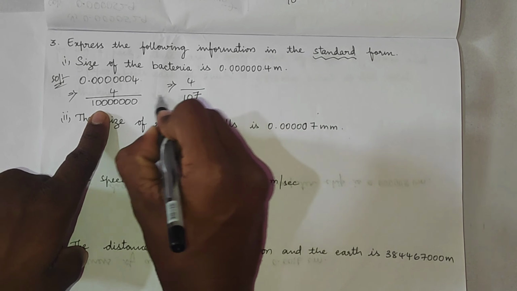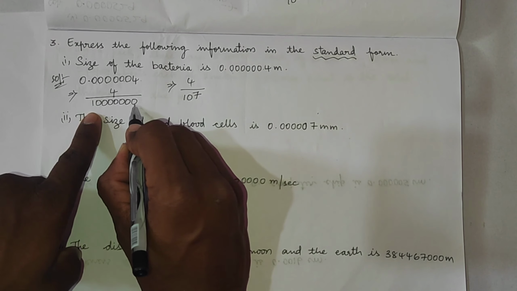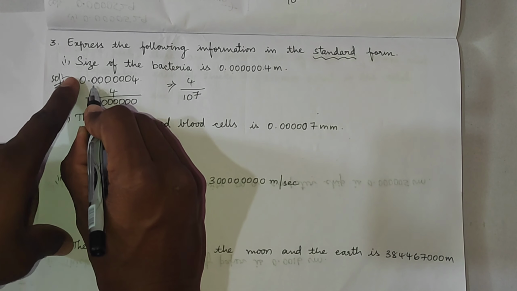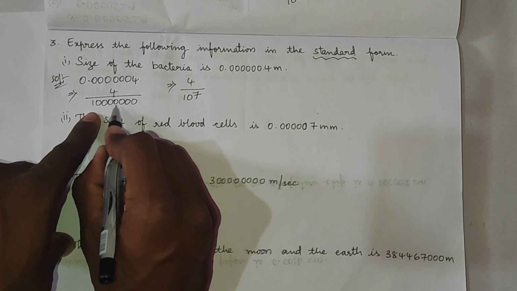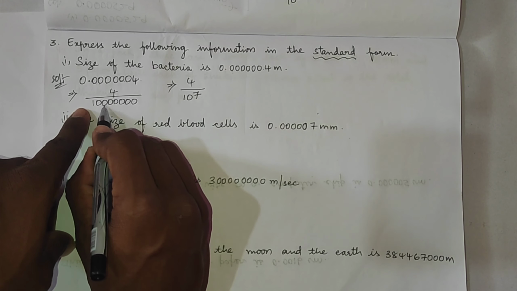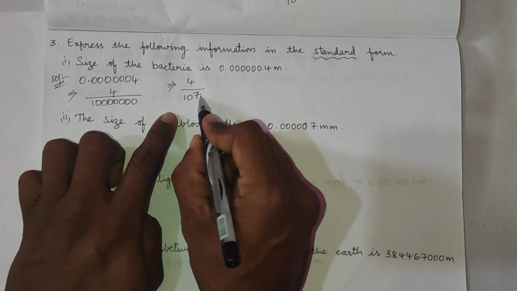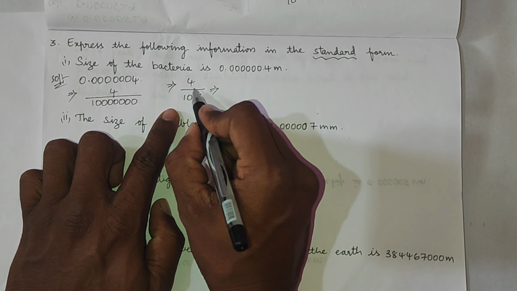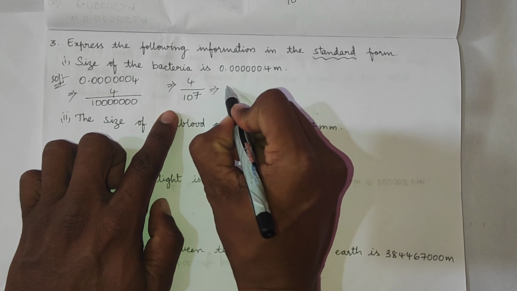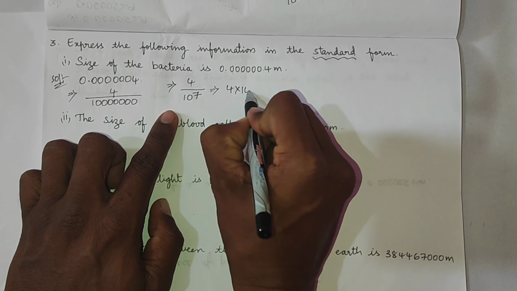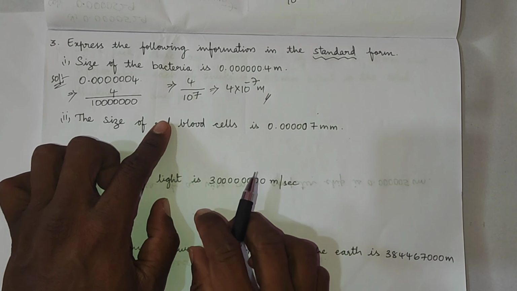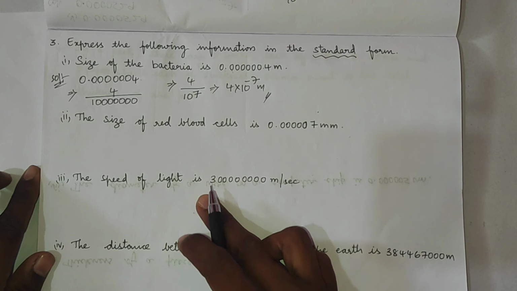of 7, because the decimal point has this many digits after it. So 1, 2, 3, 4, 5, 6, 7, nothing but 10 raised to the power of 7. With the formula 1 by a to the power of n equals a to the power of minus n, it is 4 into 10 to the power of minus 7 meters, which is the answer. So this is the standard form.